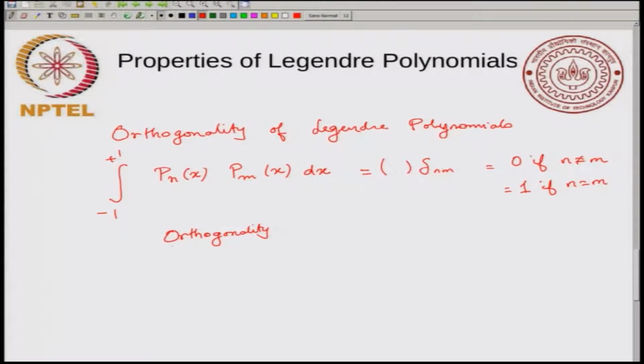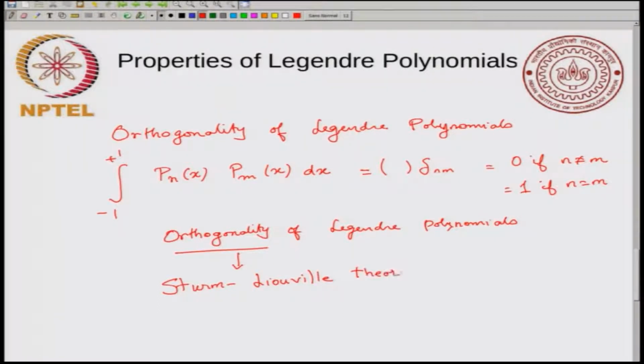Now what we say is that this is the orthogonality of Legendre polynomials. In advanced classes you might learn that this orthogonality is related to something called the Sturm-Liouville theorem, which we won't be doing in this course. It comes directly from the differential equation.